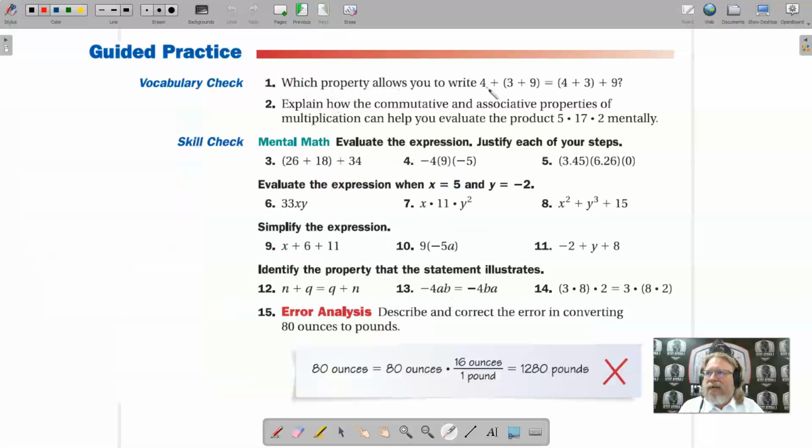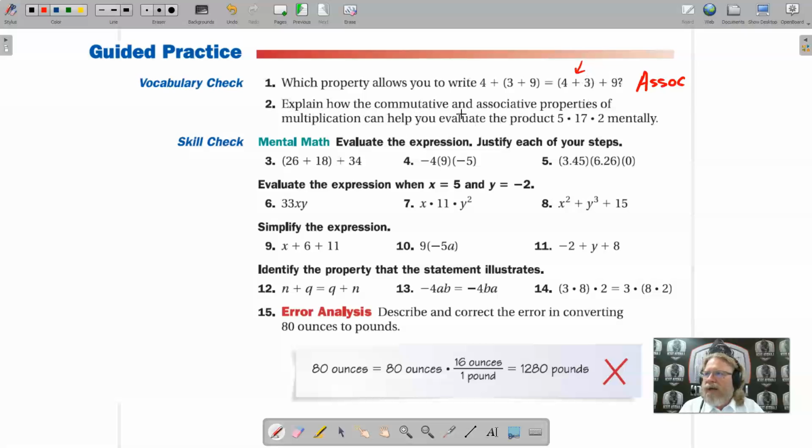Which property allows you to write 4 plus the quantity of 3 plus 9 as the quantity of 4 plus 3 plus 9? Well, 4, 3, 9, 4, 3, 9. Order is the same, but we've reassociated the 3 with the 4 here whenever it was associated with the 9. So this would be the associative property, and of addition or multiplication, it is of addition.